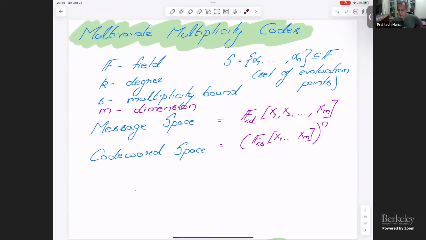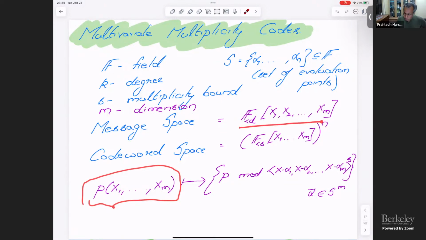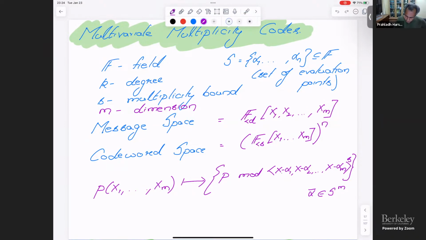It's almost exactly the same setup as before. Multivariate multiplicity codes are to univariate multiplicity codes what Reed-Muller codes are to Reed-Solomon codes. You're just going to work with a larger dimension. So the only difference here is that you have a larger dimension m. We're going to give this polynomial P, a degree at most d polynomial, mod this ideal x1 minus alpha 1, x2 minus alpha 2, through xm minus alpha m. There's a typo here.